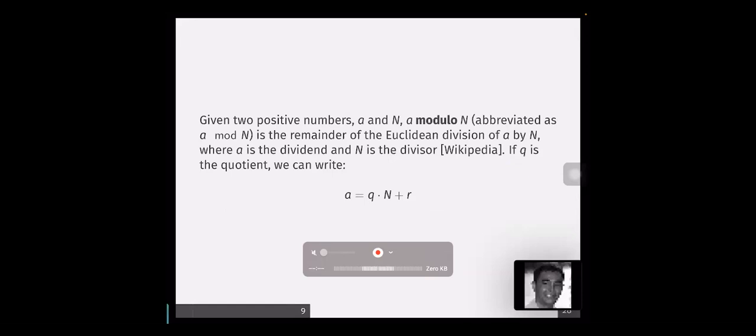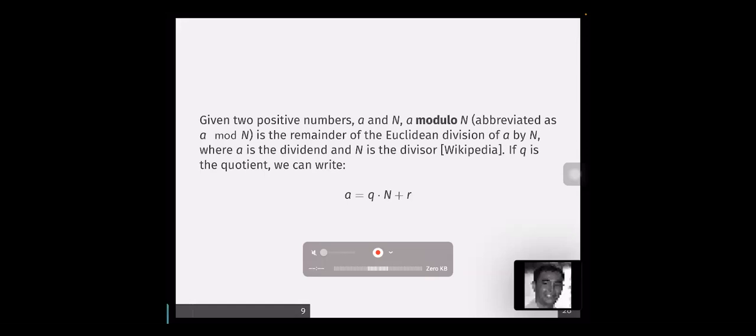So there's a lot of fancy names now, but at the end of the day, we just want to make things simple. If you have a number A and a big number N, we define A modulo N to be the remainder that you get when you divide A by big N.